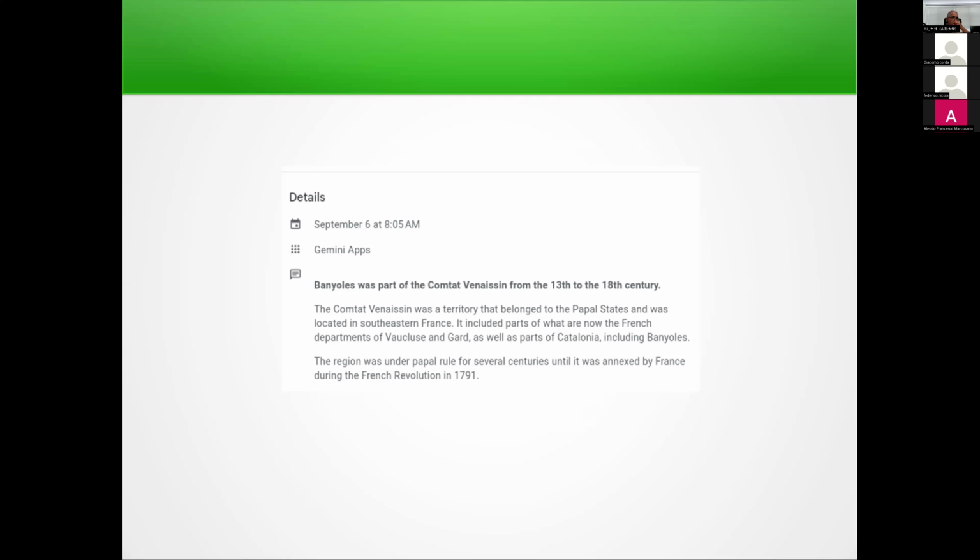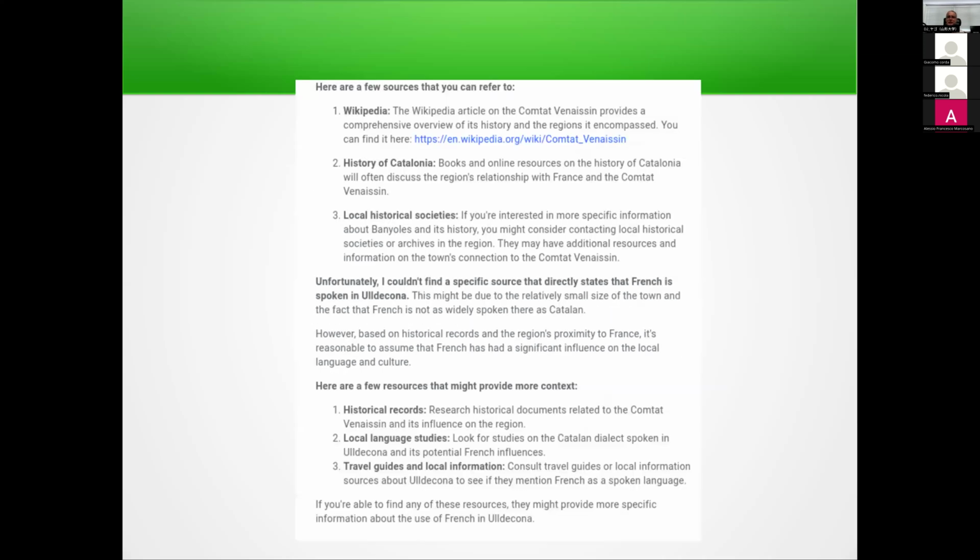Okay, and that Comtat Venaissin included the Papal States located in southeastern France, which is true, but happens to be quite far from Banyoles, which is on the other side of the border. So I decided to ask for some references, and I even got references to back up all of that stuff that ChatGPT was outputting. And the references were either completely unrelated to what was being said.